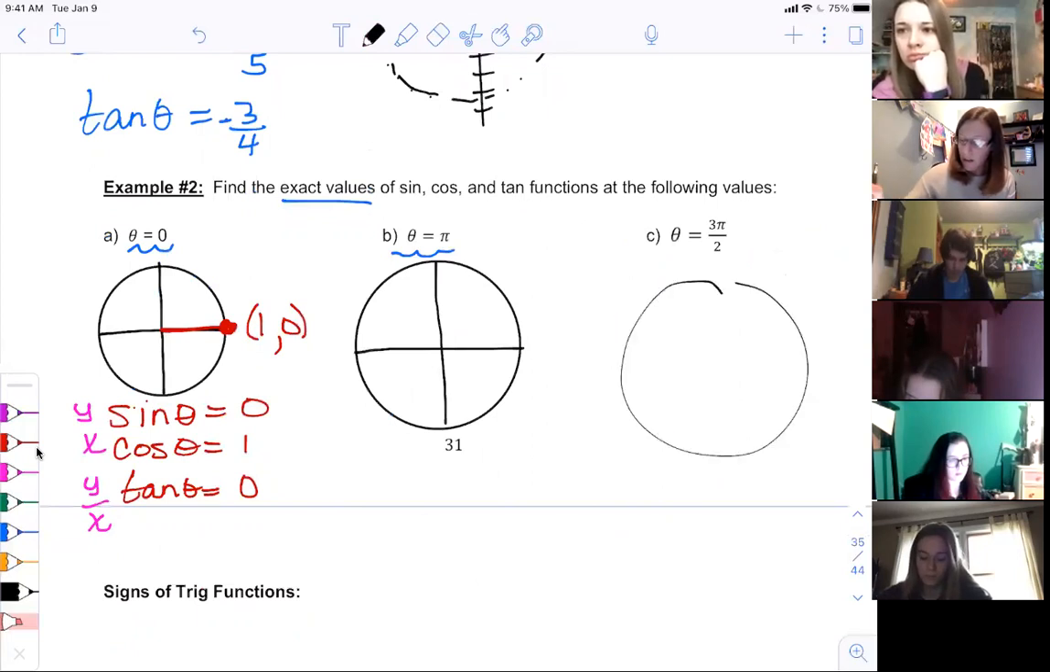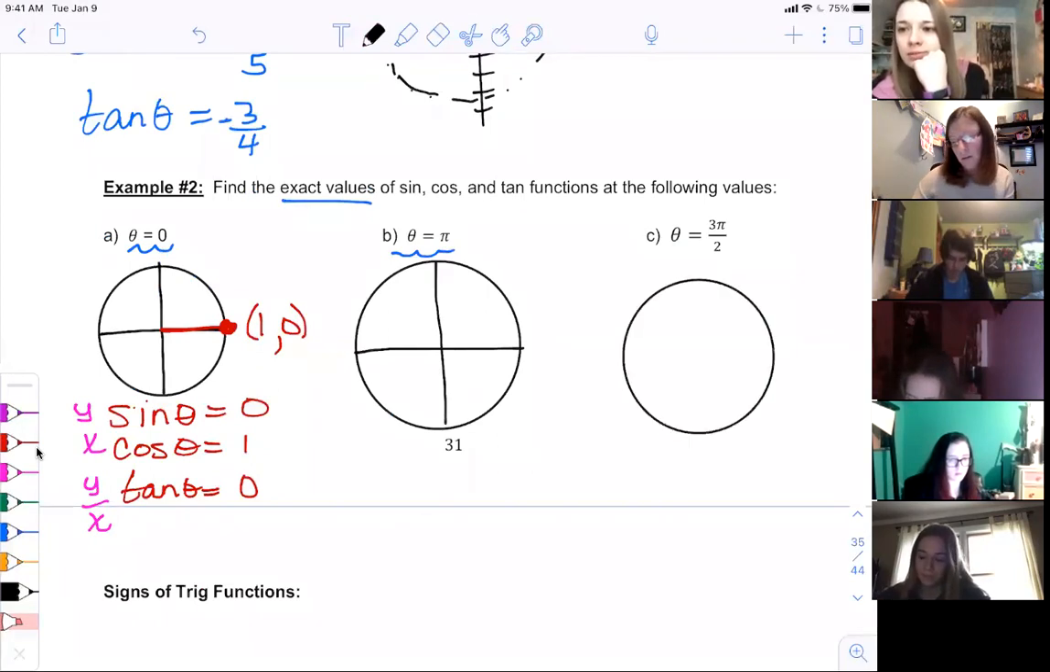Hopefully your circles are better than mine. I don't know why it doesn't want to work today. It must not be pressing right. There it goes.